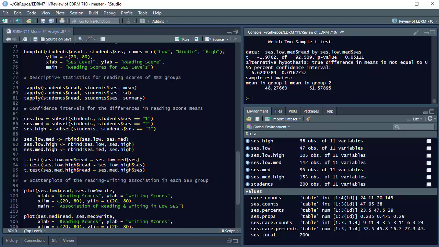I hope that helps you analyze the difference in means. That's what we're focusing on here, the difference in means of a quantitative variable for two groups.